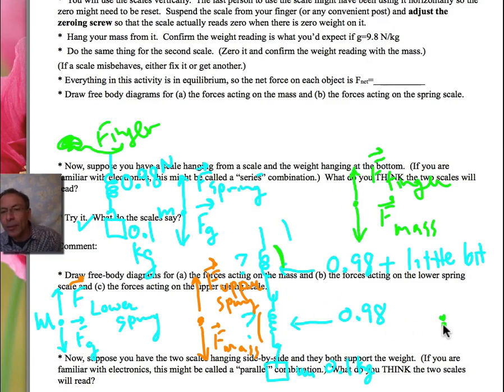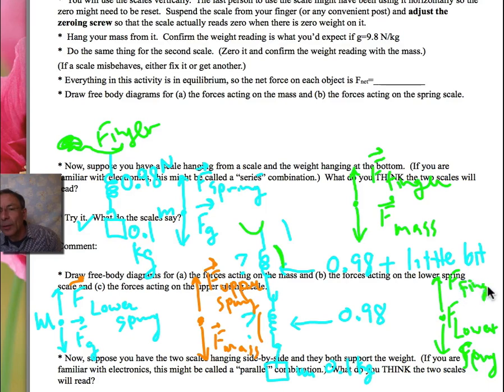So we have a downward force for the lower spring. F lower spring. And then we have, okay, there's a finger holding this up. All right, an upward force, which I'll label F finger.